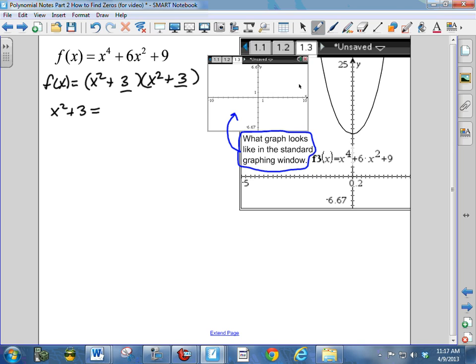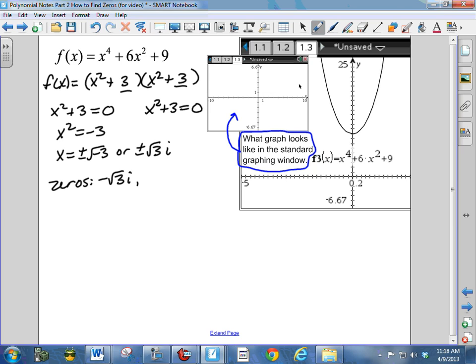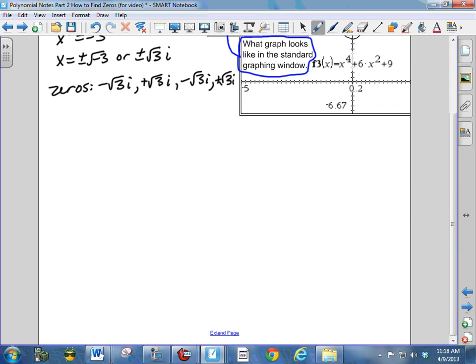I'm sorry, x squared plus 3 equals 0, or x squared plus 3 equals 0. Obviously I'm going to get the same answers for both of those. So x squared equals negative 3, x equals plus or minus the square root of negative 3, or plus or minus the square root of 3i. So what are my zeros? My zeros are negative square root of 3i, positive square root of 3i, negative square root of 3i, positive square root of 3i. So I have some repeated imaginary zeros.